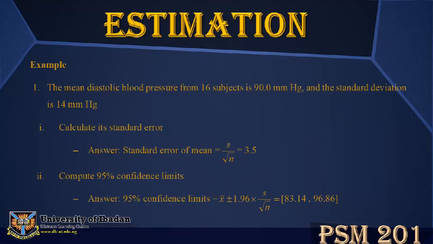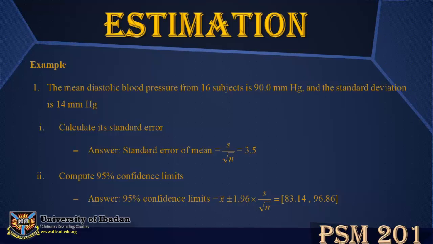Example: the mean diastolic blood pressure from 16 subjects is 90.0 mm mercury and the standard deviation is 14 mm mercury. 1. Calculate its standard error. Answer: standard error of mean is equal to S over square root of n, which is equal to 3.5. 2. Compute 95% confidence limit.